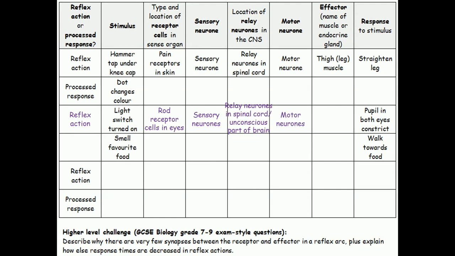And then the electrical impulse goes through the motor neurons. The motor neuron transmits electrical impulses to the effector. In this case, it would be the iris muscle. And the iris muscle therefore gets bigger, which makes the pupil constrict, decreasing the diameter.